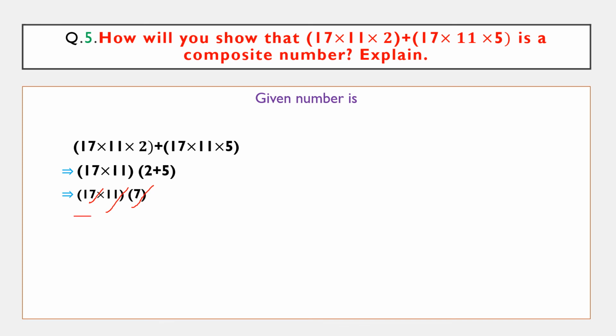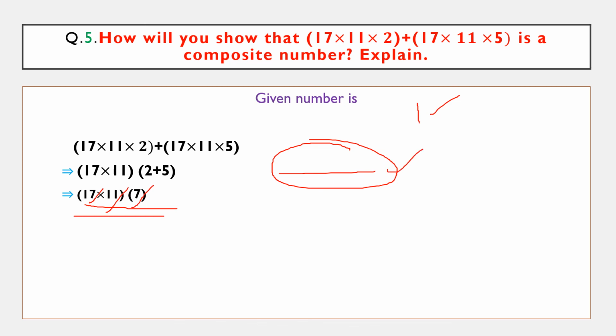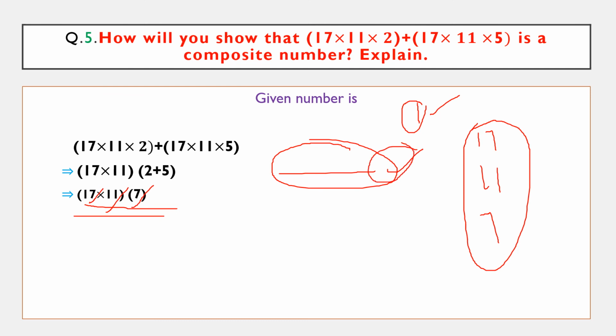Okay, the product of three prime factors means if you multiply these numbers, you'll have one answer. So this is a factor of this number, as well as 1 is also a factor of this number. So you got here factors: 17 is one factor, 11 is one factor, as well as 7 is also one factor. So here you have more than two factors. When there are other factors apart from 1 and itself, then they are composite numbers. Understood?